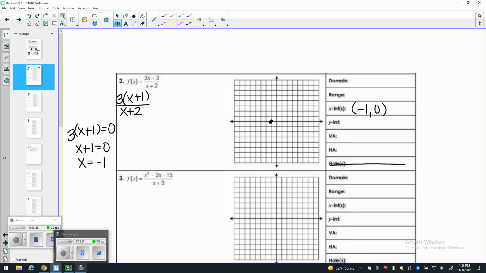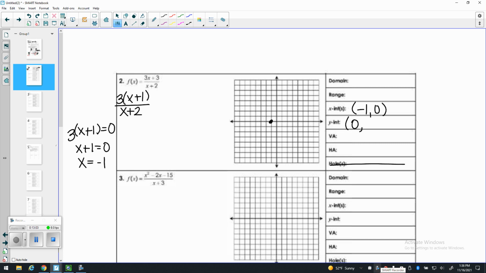Okay, y-intercept. How do I find my y-intercept? Plug in 0. When I plug in 0, what happens with anything that has an x on it? It becomes just 0, right? So my y-intercept is going to be 0, comma, what?